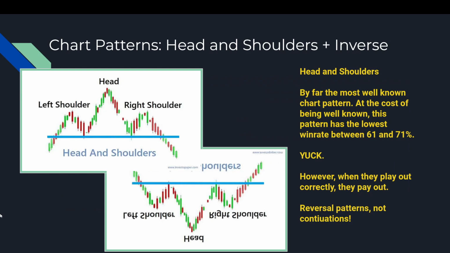So getting into the first one here, head and shoulders, you have the inverse head and shoulders as well. Starting off with this because this is by far the most well-known chart pattern. At the cost of being this well-known, if you go on Twitter, YouTube, any Discord, you're going to see people say, oh, is this a head and shoulders? Is this a head and shoulders? Most of them aren't. Some of them are. Because it's so well known, this chart has the lowest win rate. It's about, on the low end, 61% to 71%, which is disgusting. Still above 50%, meaning if you play it 2 out of 4 times, 5 out of 10 times, you're going to win.